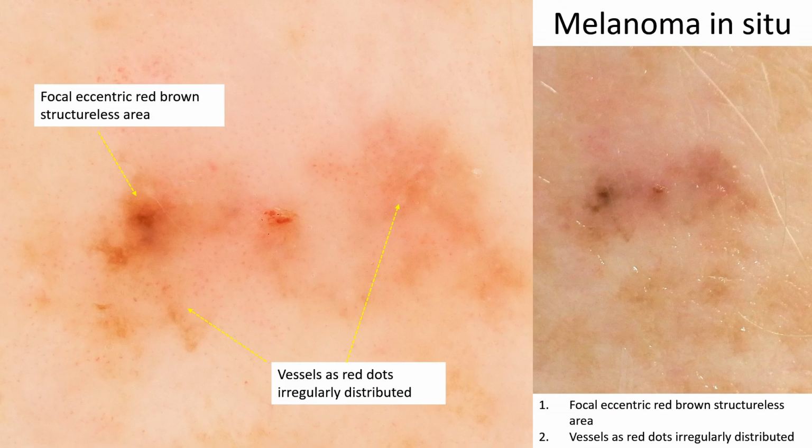In this particular case, we have a very subtle lesion. It's pinkish in color. Dermoscopically, we have vessels as red dots, irregularly distributed, in focal eccentric red-brown structureless areas.